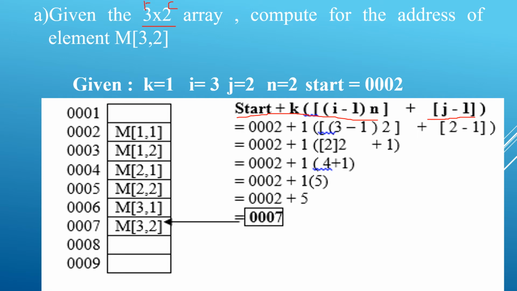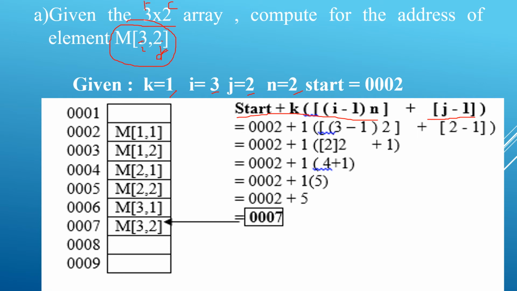Okay? We're going to compute for the address of the element. What element? The desired element position is at row 3. So this will be our I, and this will be our J. Okay? So I is 3 and J is 2. Now, let us substitute values for each variable. Okay? Now, assuming that the size of each element of the array is 1, that is why we have k is equal to 1. And then our I is 3, j is 2. While our n is our column.